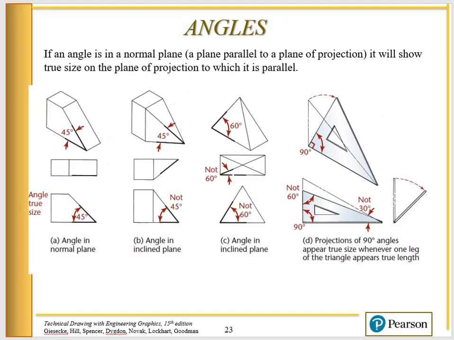Angles. If an angle is in a normal plane, it will show the true size. Okay, so not in all cases will these angles show the true size in every view. In this particular case, you'll show the true size, but in this case, it's not, and it's something you've got to look at, especially if you're working in 2D AutoCAD.